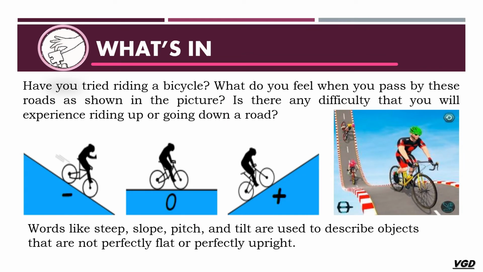What's in? Have you tried riding a bicycle? What do you feel when you pass by these roads as shown in the picture? So we have here going down, just straight, and going up, or even curve. Is there any difficulty that you will experience riding up or going down a road? So words like steep, slope, pitch, and tilt are used to describe objects that are not perfectly flat or perfectly upright.